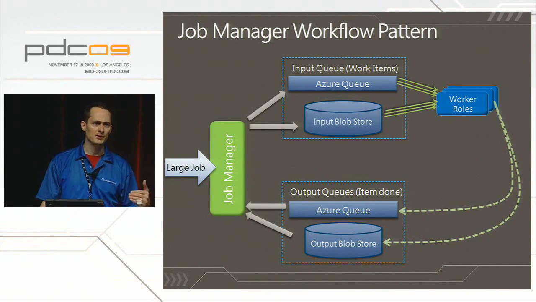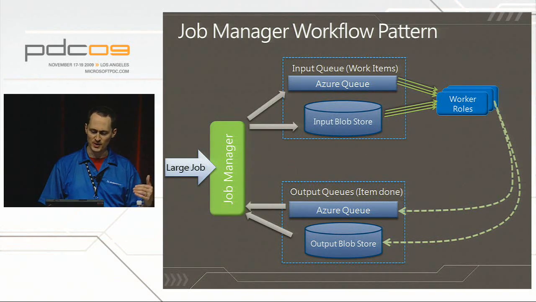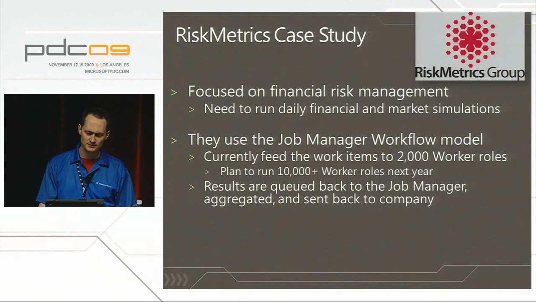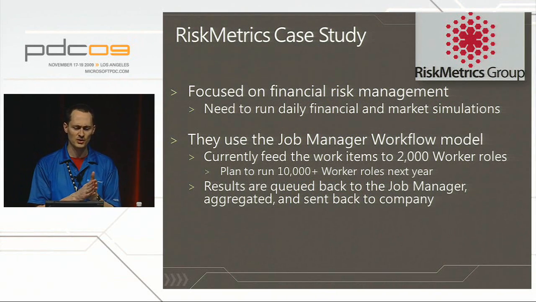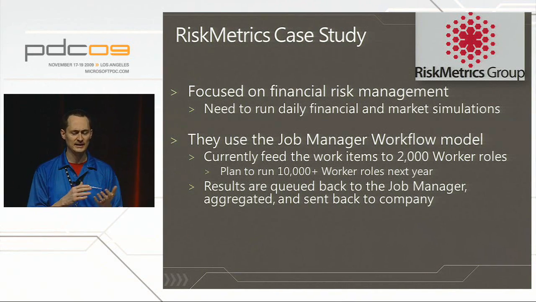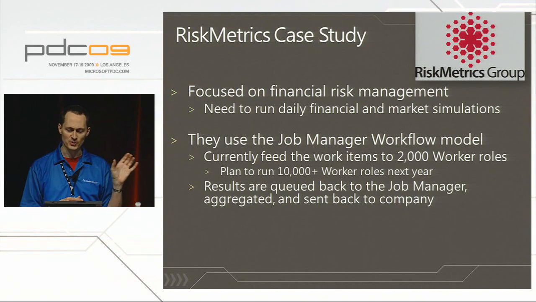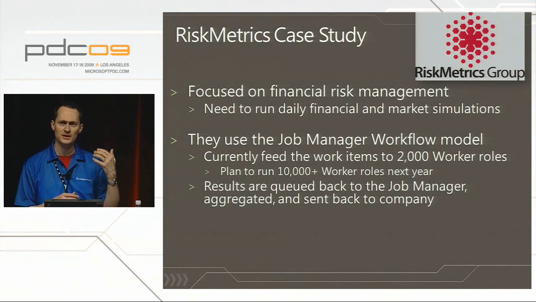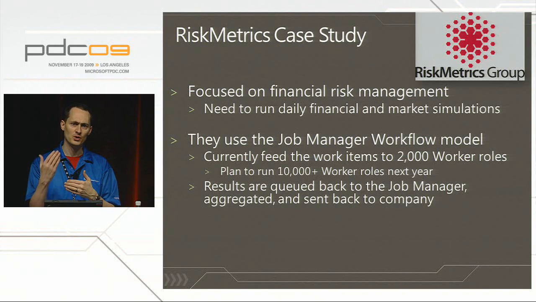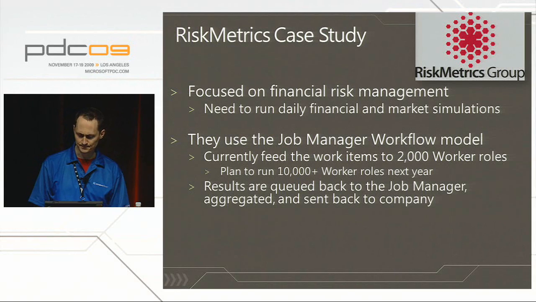So there's one company we've been working with the past few months called Risk Metrics. They're a financial company focused on risk management where they need to run daily financial simulations and market simulations. They're currently using Windows Azure with 2,000 worker roles, and they plan to ramp that up to 10,000 worker roles next year. And they use this exact same job manager workflow model, where they take the results produced by the workers, aggregate those together, and then send them back to the company.